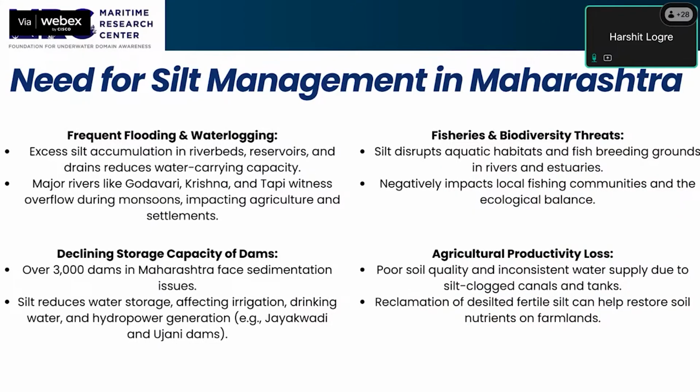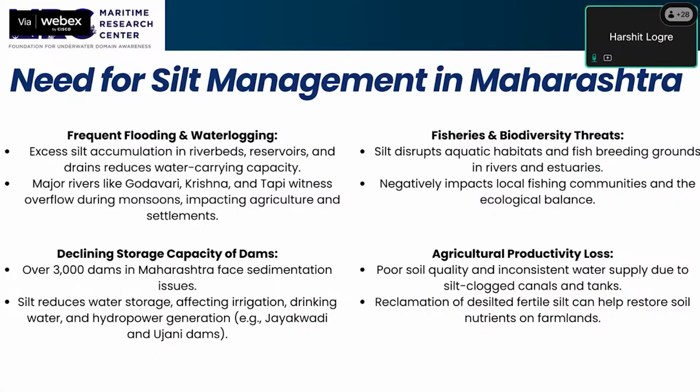So the next part is the need for silt management in Maharashtra. First is frequent flooding and waterlogging. Excess silt accumulation in riverbeds, reservoirs, and drains reduces water's carrying capacity. And major rivers like Godavari, Krishna, and Tapi witness overflow during monsoons, impacting agriculture and settlements.